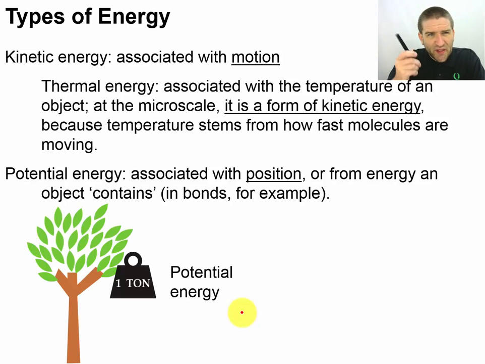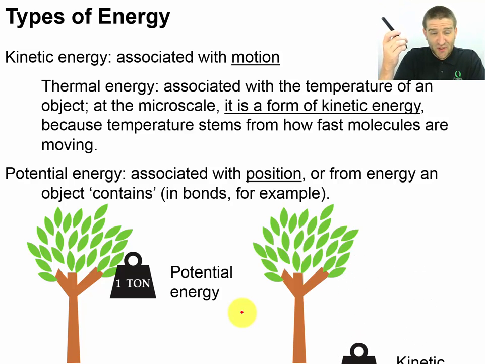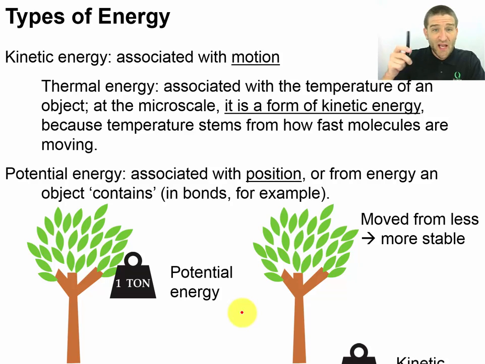Now, just to get those really concrete in our mind, potential energy, that's a weight elevated above the floor. You let go of it, it converts that potential energy, energy of position, into kinetic energy when it suddenly falls out of the tree and comes crashing down. It's moved from something that was less stable to something that's more stable when it went from high to low. And that's going to be common for the types of energy that we're going to see.